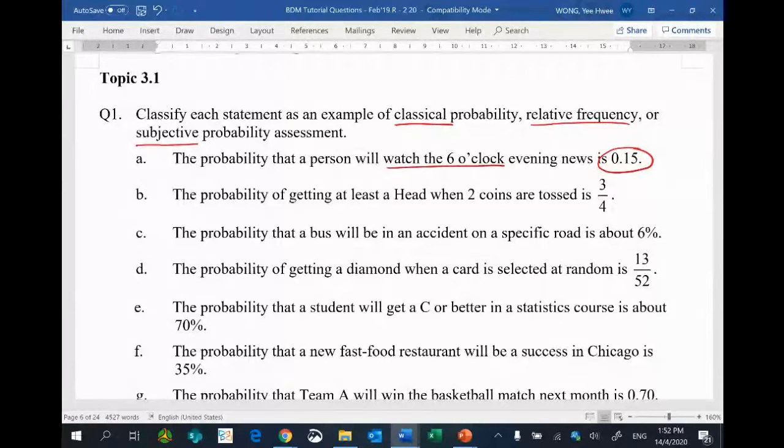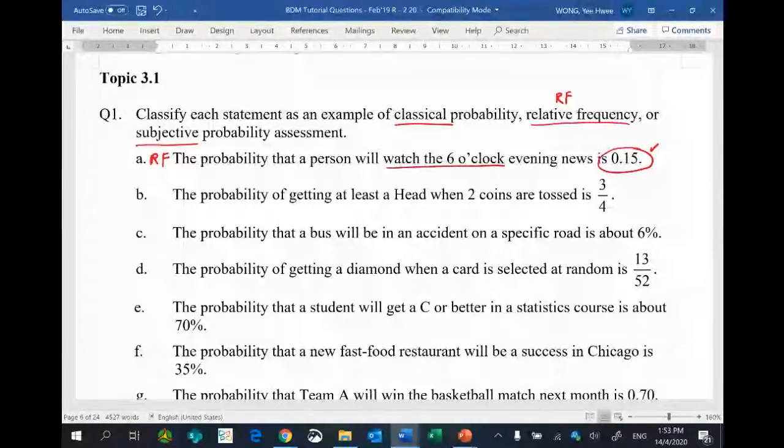So I just repeat. When you read this statement, the first thing you ask yourself is, do I need data to tell me this is a probability? The answer is always, of course, yes for this particular question. Then you ask yourself, am I able to collect data? The answer is yes. Then it will be relative frequency. I just use a short form to write it here. It's not the official short form.